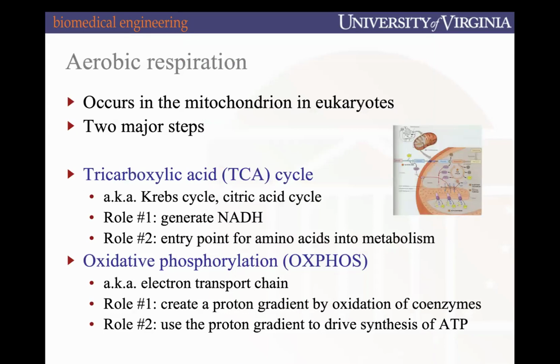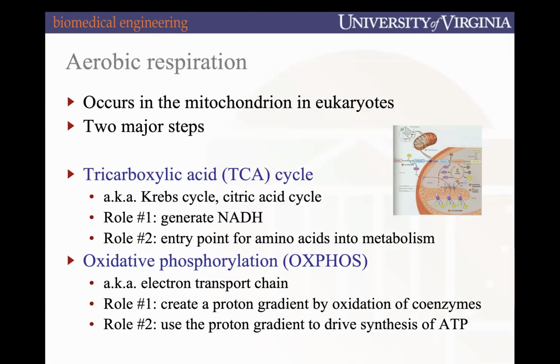What's key to note is that the mitochondria are key to aerobic respiration, and that this is only going to be occurring in eukaryotes because only eukaryotes possess mitochondria. The two major steps that we're going to be focusing on for aerobic respiration today might be things that you've heard of before, and we'll situate these processes within the scope of metabolism. The first is going to be the TCA cycle.